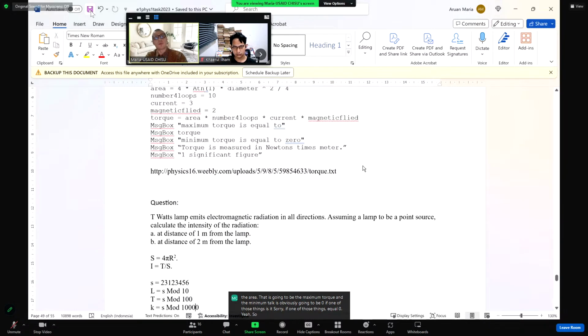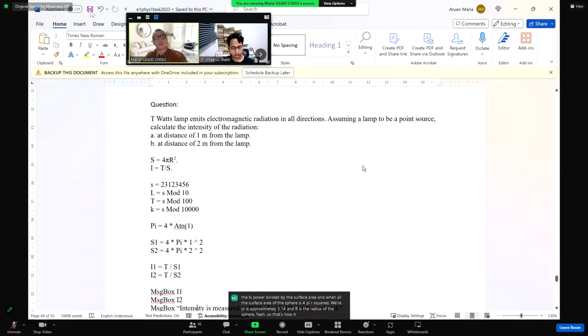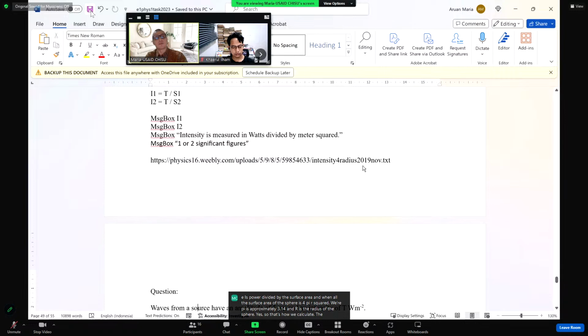So the lamp of T watts power emits electromagnetic radiation in all directions. Assuming the lamp to be a point source, calculate the intensity at 1 meter and at 2 meters. The intensity is power divided by the surface area, and we know the surface area of the sphere is 4 pi r squared, where pi is approximately 3.14 and r is the radius of the sphere. So that's how we calculate the answer.